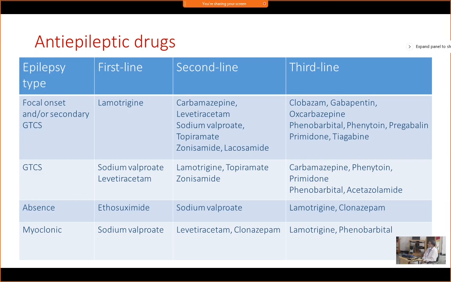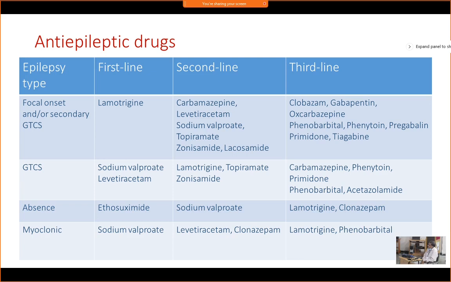This is a rough outline of how the drugs are spread out. Type of epilepsy: it can be a focal onset, or focal onset with secondary generalization into a GTCS. The second row is generalized tonic-clonic seizure or GTCS. The third variety is the absence type of seizures, which are basically generalized seizures without the tonic-clonic phase. And the last variety are the myoclonics without the tonic phases. We divide the groups of drugs into the first line drug, that is the drug with which you will start, the second line drug, and the third line drug.